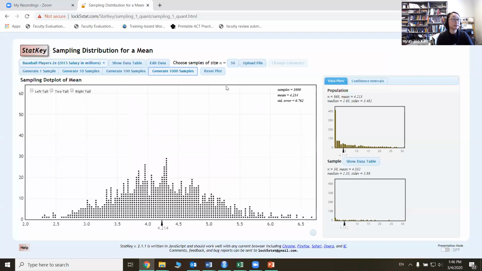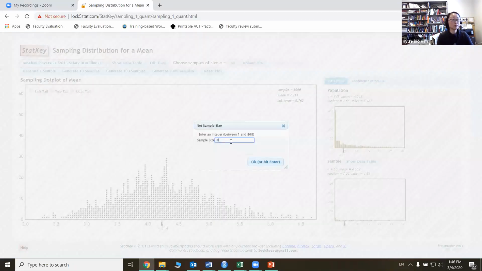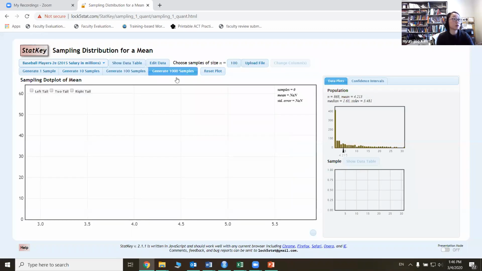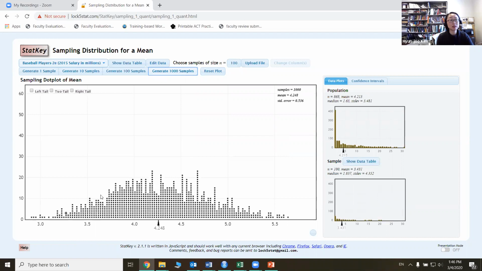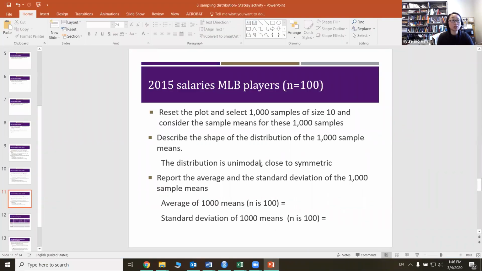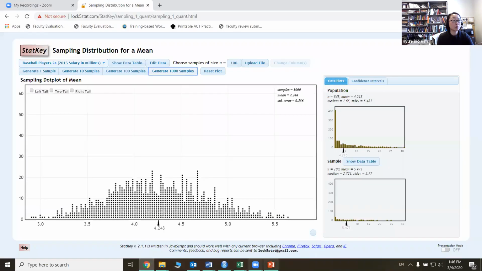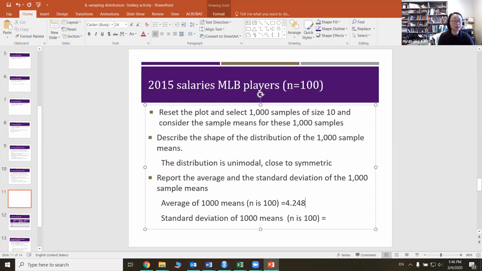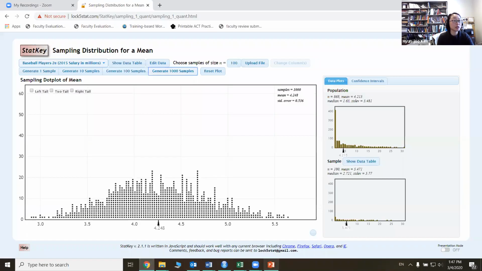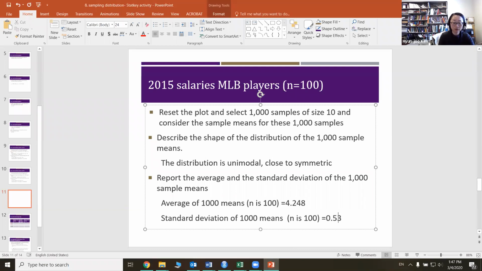Now we're going to do one more time with a sample size equal to 100. The same thing, except we change this number to 100. Generate 1,000 samples. Now we see the shape again. That's very close to symmetric, a little flat. It's widely spread out, but pretty close to symmetric. The mean value is 4.248, and the standard deviation is 0.536. So the distribution is unimodal and close to symmetric. Okay?